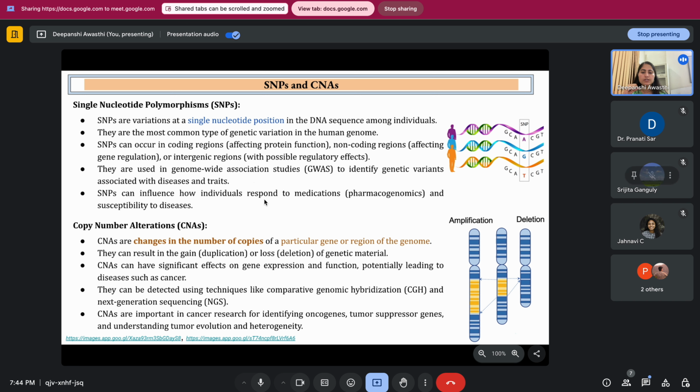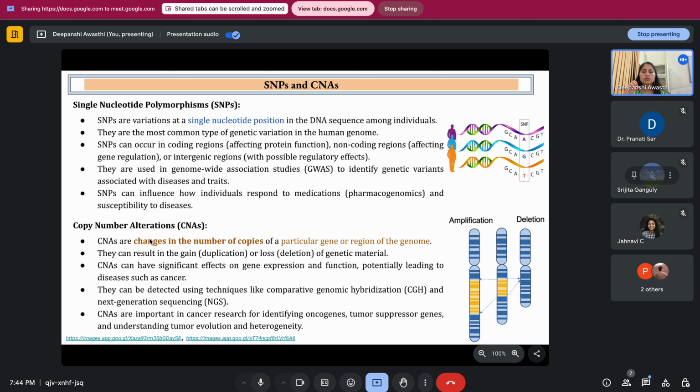And it also influences how the individual responds to medications. For example, when we talk about precision medicine or personalized medicine, then we can focus on these SNPs because different people have different SNP profiles. So on the basis of that, we can design the personalized drug for them.